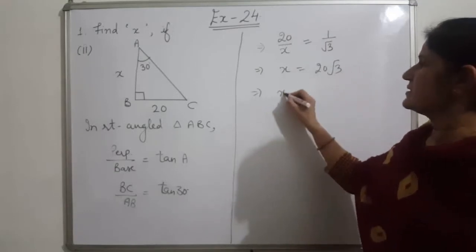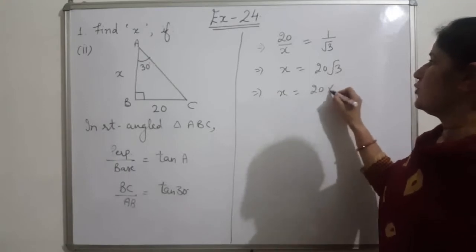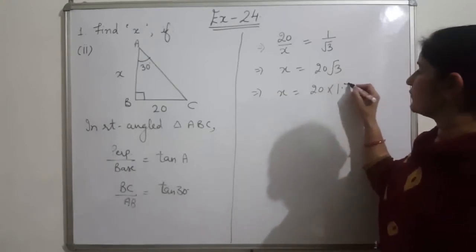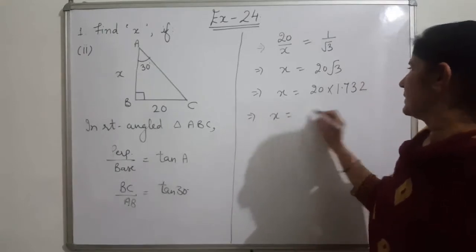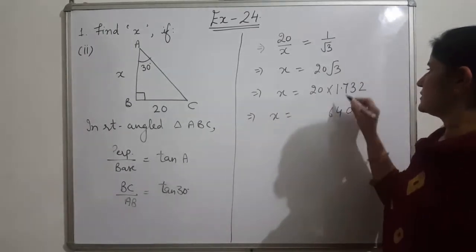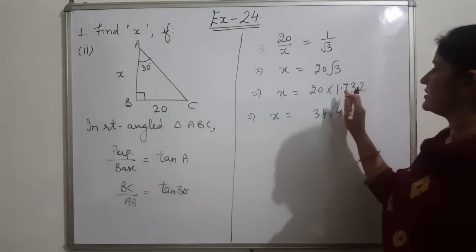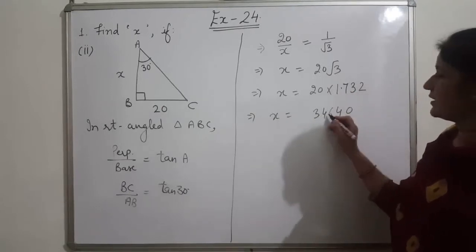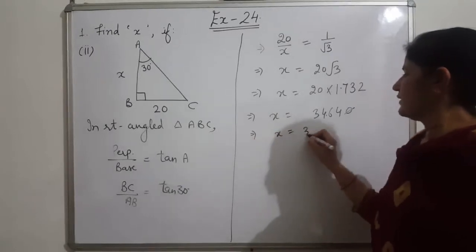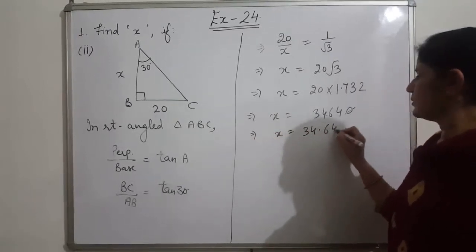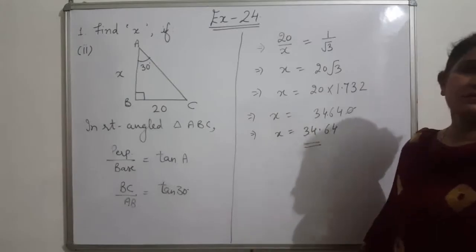So what is x? Value of root 3 is 1.732. Multiply it now. 0, 6, 3, 4 means 3 decimal places. 1, 2, 3 here. So what is x? 34.64. This is the answer.